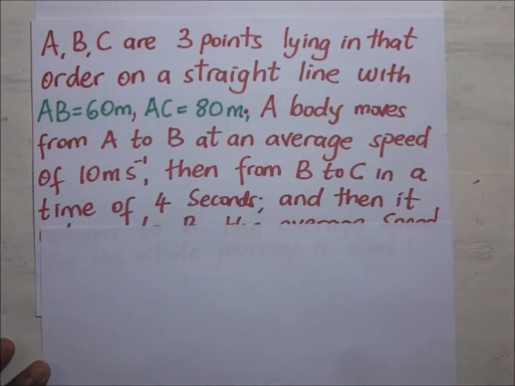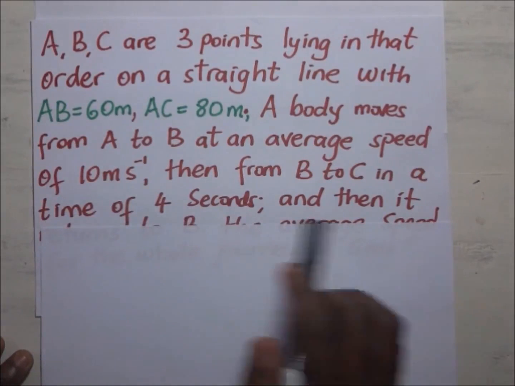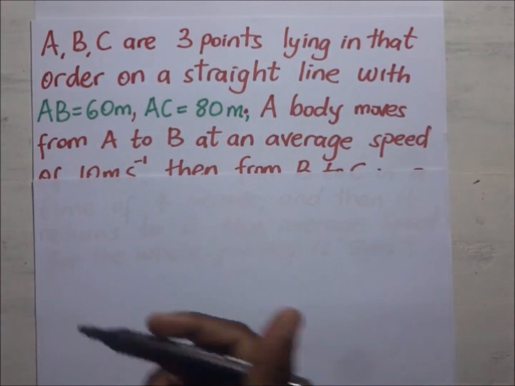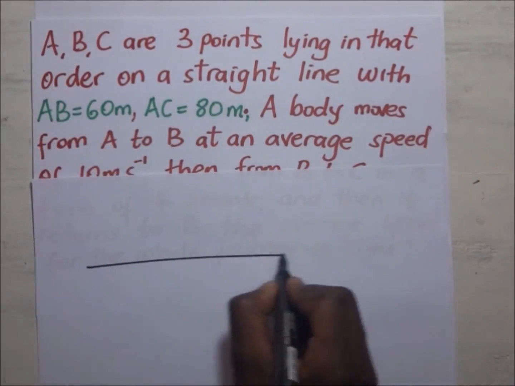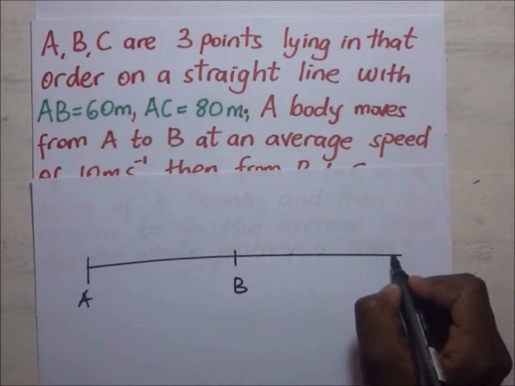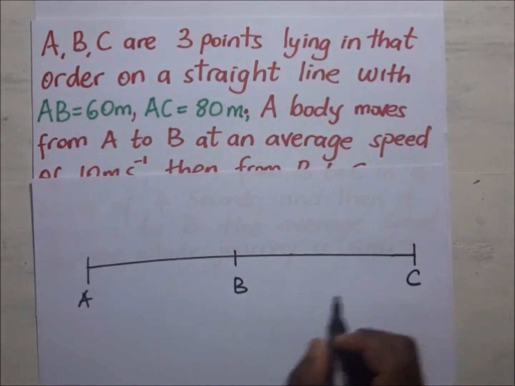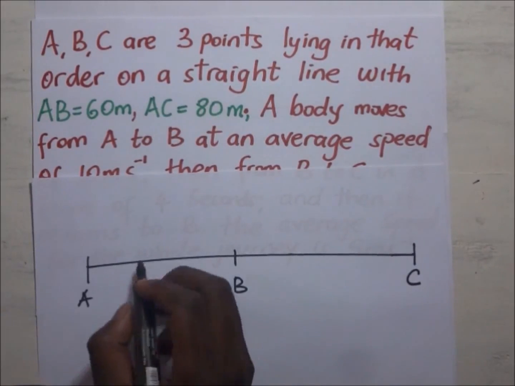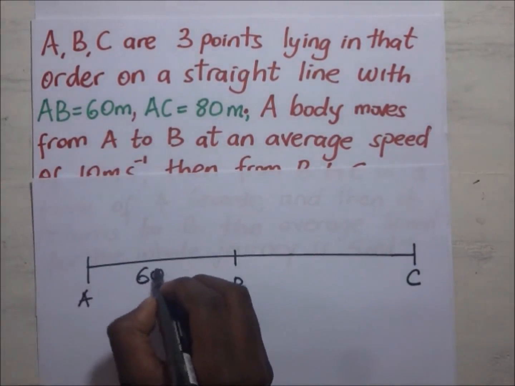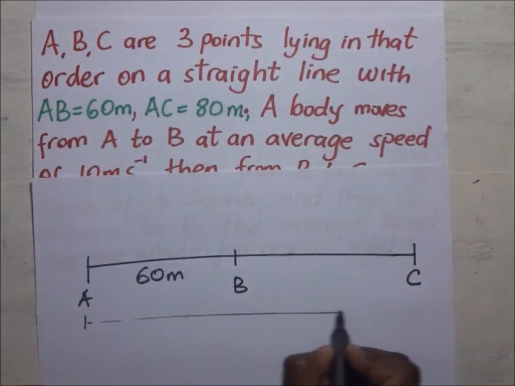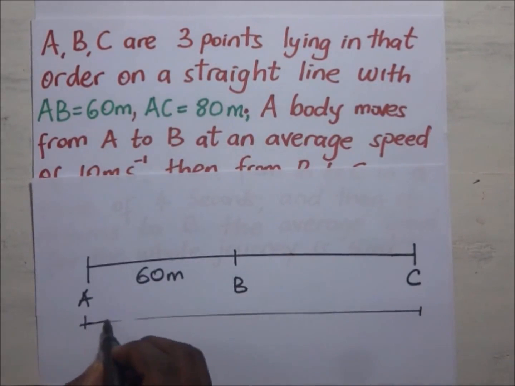Now ABC are 3 points lying in order on a straight line with those dimensions. So let's summarize this question. ABC: we have A, we have B right there, we have C. ABC are simply 3 points lying in that order on a straight line, with AB giving us 60 meters, so we have down here 60 meters. Then AC is 80 meters, so we move from here to right to there is 80 meters.